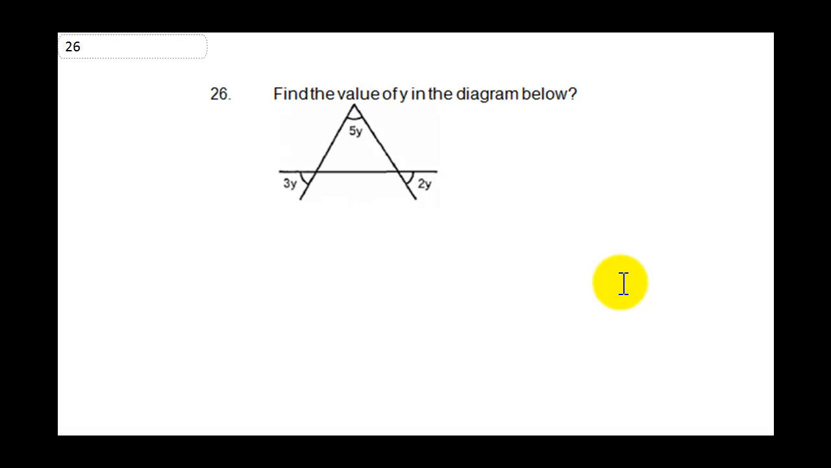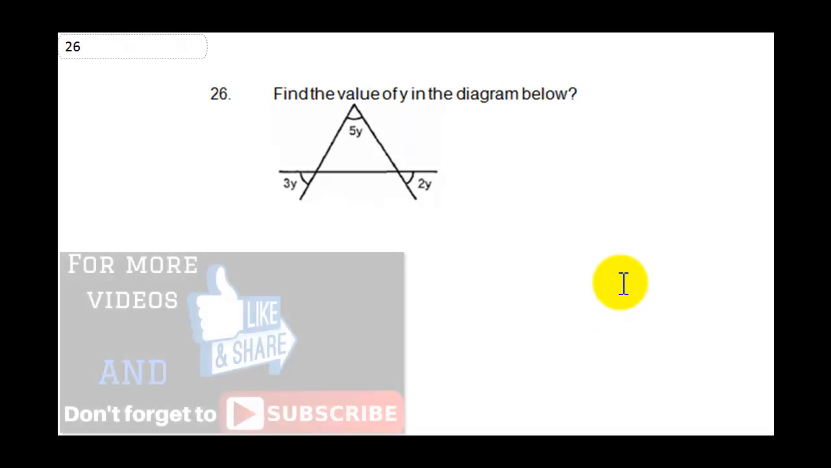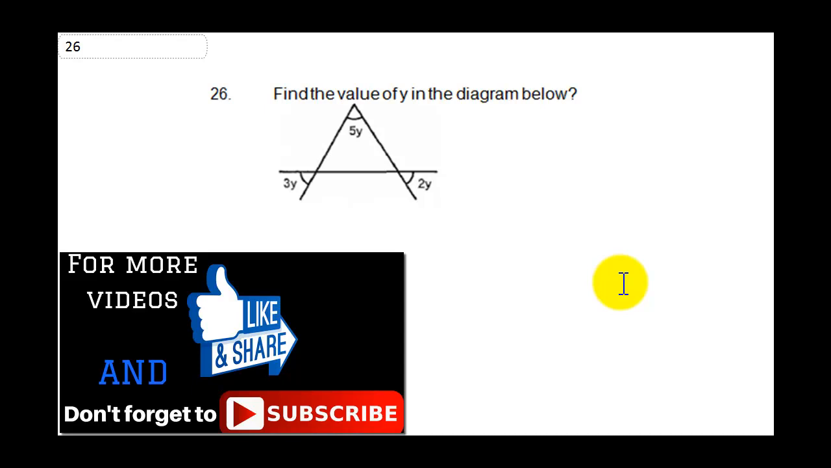Question 26 says find the value of y in the diagram below. There were no options actually listed in this question, but we are going to solve it. One thing you need to understand is opposite angles are equal. So this place is going to be 3y. And this place is going to be 2y.